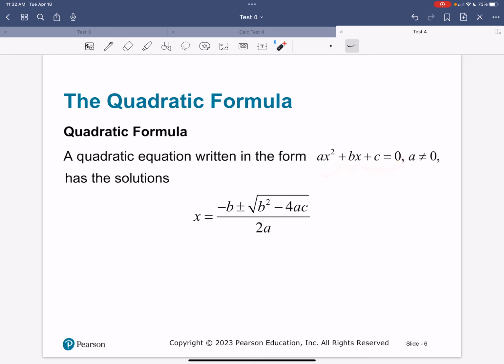Here is standard form of a quadratic. It has to be in this form before you identify your a, b, and c. Just like before we can factor it, we have to have it set equal to 0. Before we can use the quadratic formula, it must be set equal to 0.